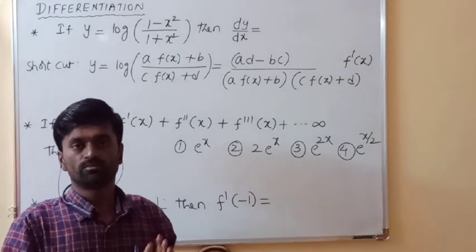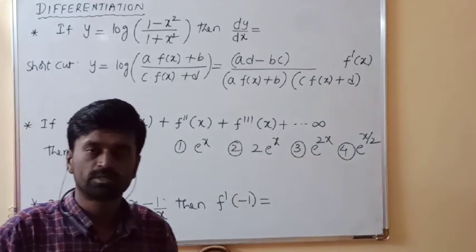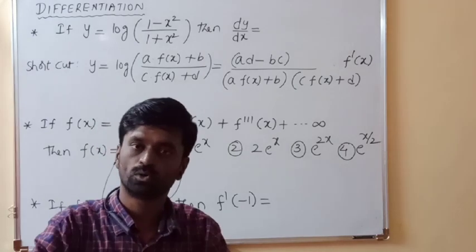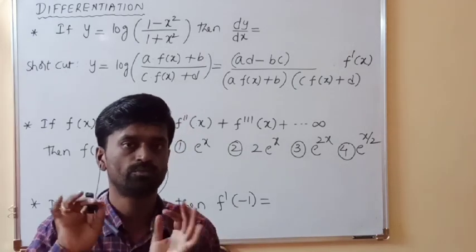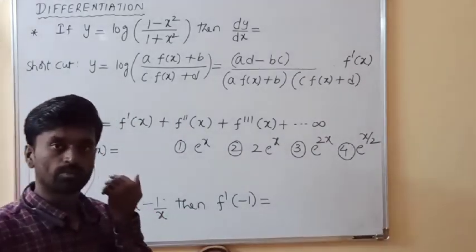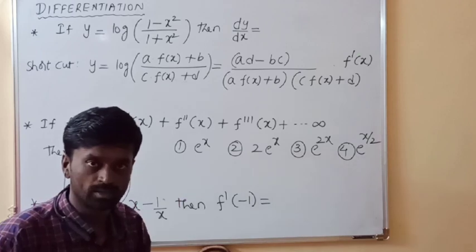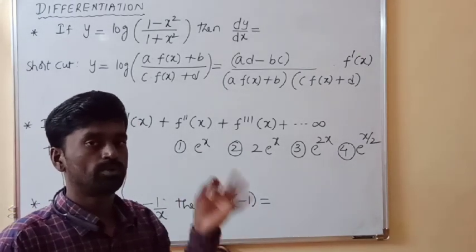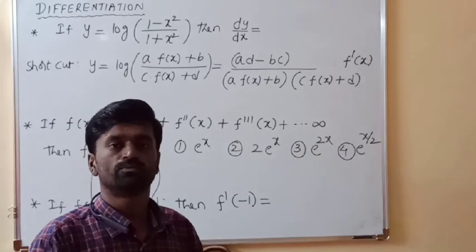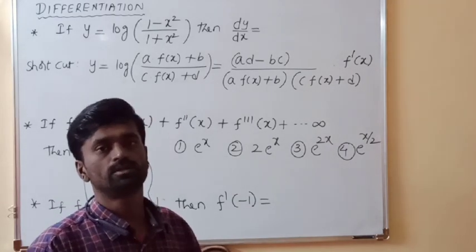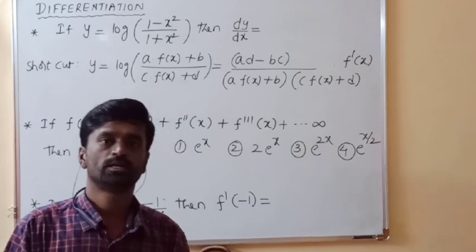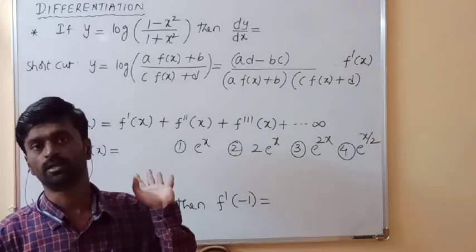Okay, if there is any shortcut formula, just apply the shortcut formula. If there is no shortcut formula, if you don't know one, then only go for the quotient rule. So whenever a problem seems to need the quotient rule, don't try to apply it directly. Try to apply any shortcut formula there is. If you don't know any shortcut formula, then only go for the quotient rule, because many students do it wrong in the quotient rule.